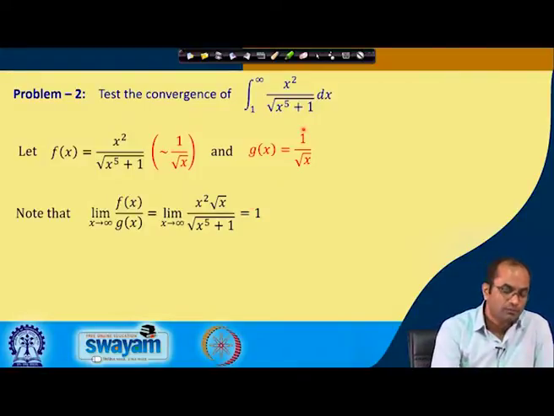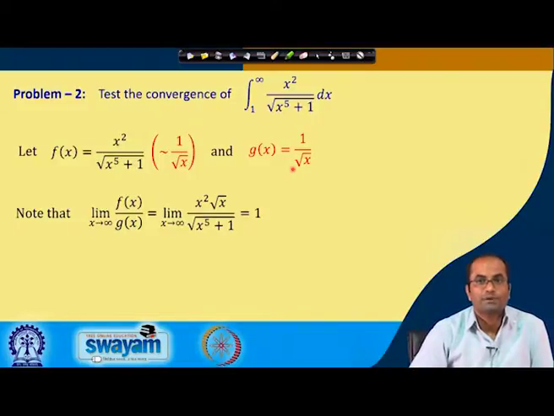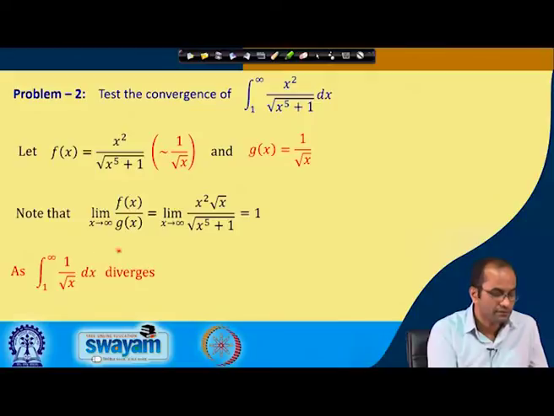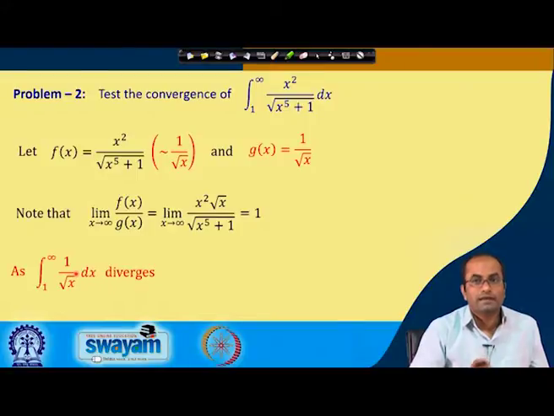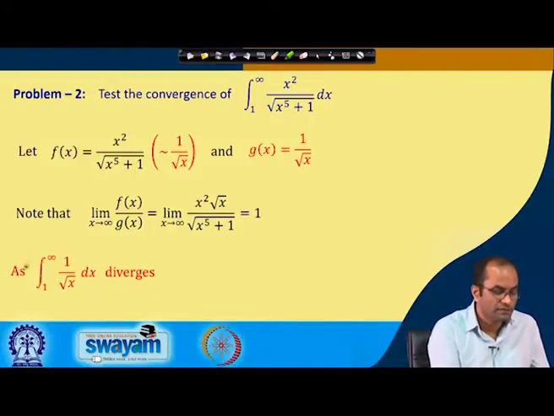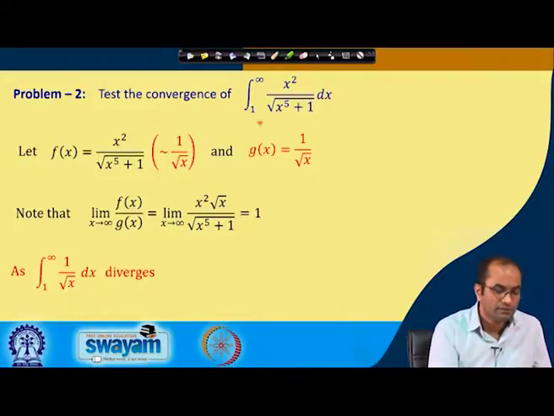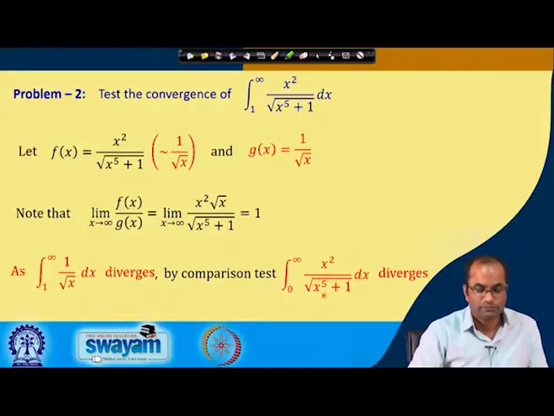In this case we know about the g x integral, that is 1 over square root x. The power of x is half, which is less than 1. So, this integral diverges, as this was the test integral, and we have divergence whenever the power of x is less than or equal to 1. So, this integral diverges, and since both the integrals behave the same, the integral given in the problem will also diverge by the comparison test. So, we have proved the divergence of this integral using the comparison test.